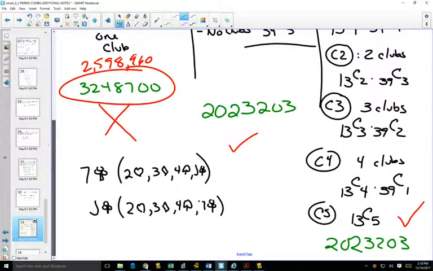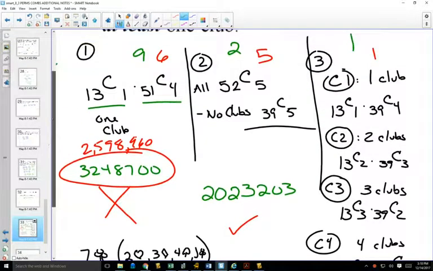In contrast to 3, can you see in this case and this case there is no overlap? When I choose clubs and then I choose other cards, I can't get the same card in both of those parts. And so each of those cases counted a different thing and added up, included all the ways to get at least 1 club. So we got to be a little bit careful with overlap.